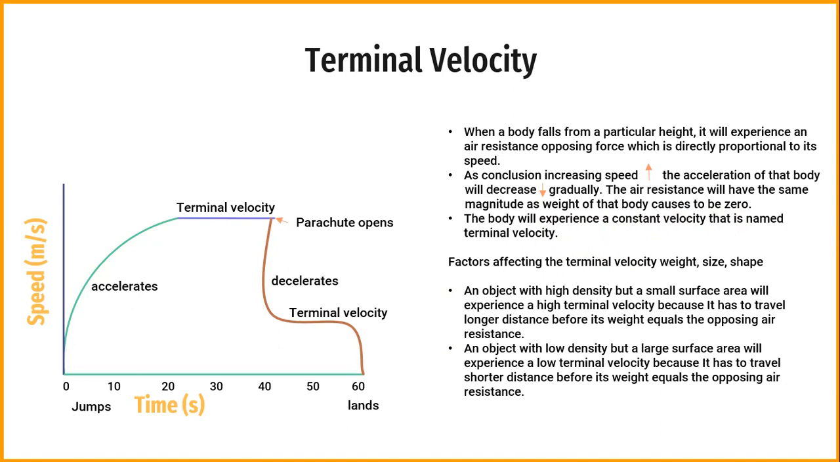What factors affect the terminal velocity? Weight, size, and shape. First, an object with high density but a small surface area will experience a high terminal velocity because it has to travel a longer distance before its weight equals the opposing air resistance. Number two, an object with low density but a large surface area will experience a low terminal velocity because it has to travel a shorter distance before its weight equals the opposing air resistance.